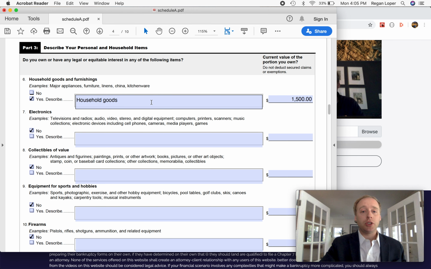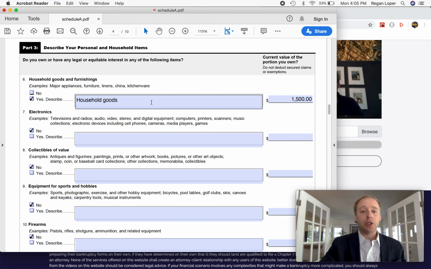Okay, let's move on to part 4. Do you own or have any legal or equitable interest in any of the following things? The first is cash. And I guess she didn't have any cash on hand when she filed the bankruptcy, which is certainly a possibility for many people, and so she selected no.